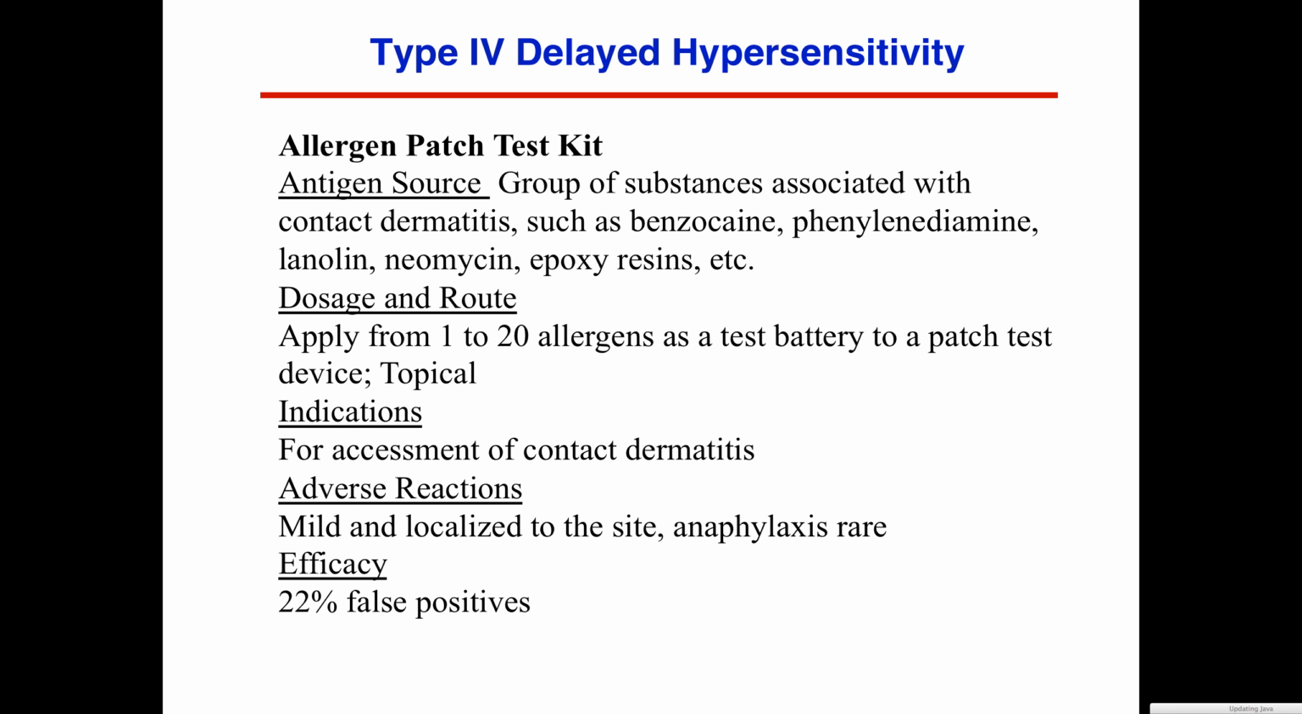Now you can test for these allergens by a patch kit with common substances. There are a number of drugs that can cause this, particularly drugs that are applied to the skin, or drugs that have phenyl groups and amines and things like that. They can be applied in very, very tiny doses to the skin in a grid, and then you can determine which of those allergens is responsible for the dermatitis. Its efficacy is pretty good, although you do get about 20% false positives.